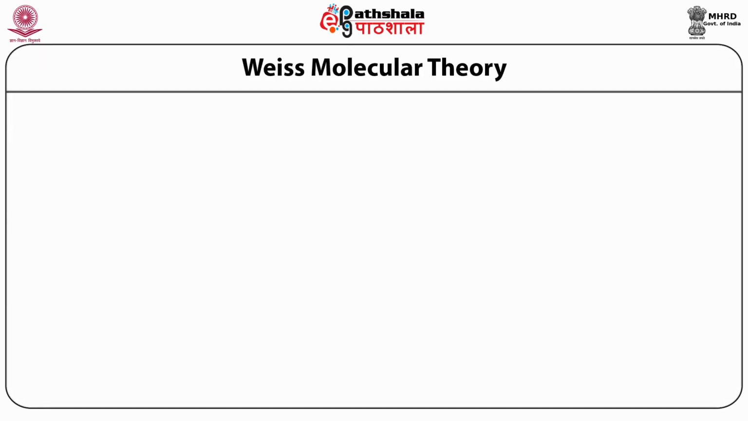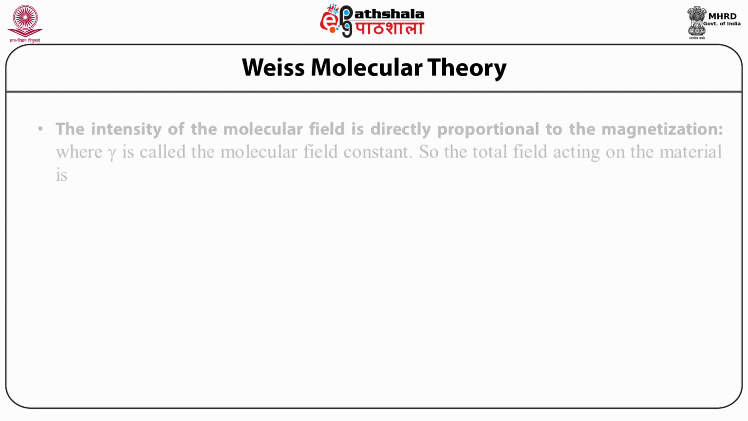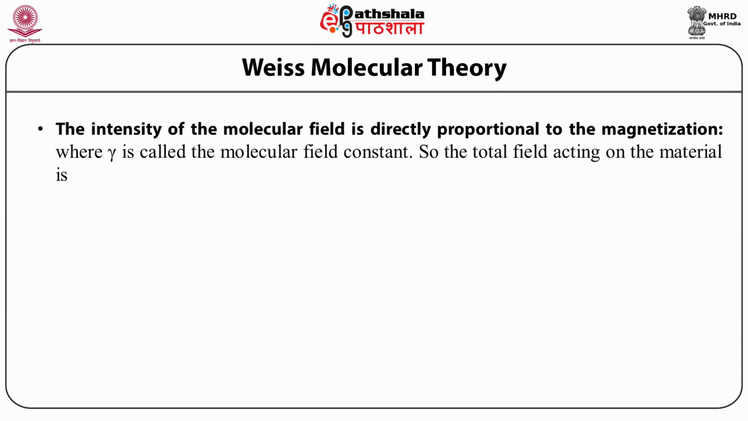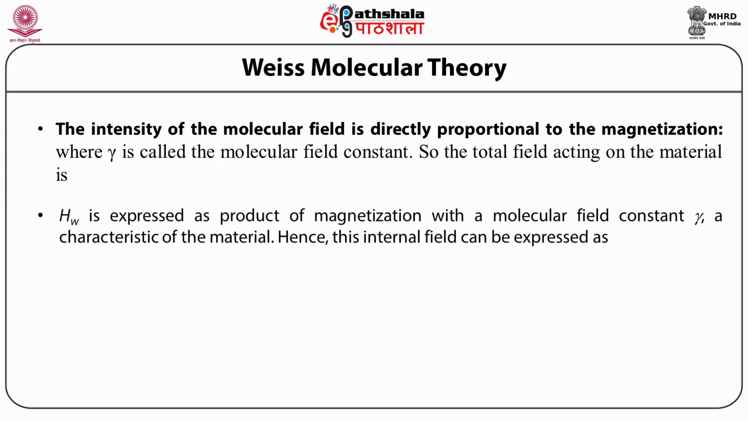The Weiss molecular theory. The intensity of the molecular field, that is HW, is directly proportional to the magnetization, and hence this HW is expressed as the product of the magnetization with a molecular field constant gamma, which is a characteristic of the material.